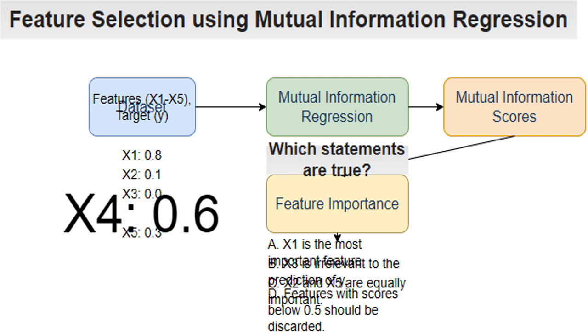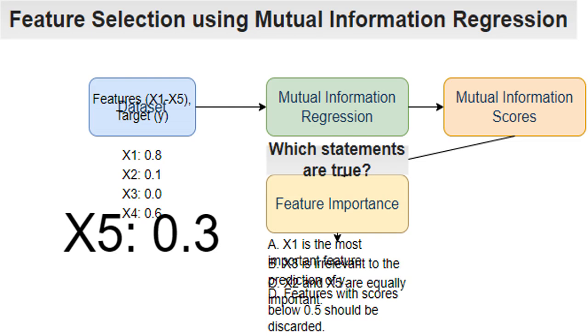x4 has a decent score of 0.6. It shows a moderate relationship with the target, but not as strong as x1. x5's score of 0.3 indicates a weak to moderate relationship with the target variable, y. It's less important than x1 and x4.